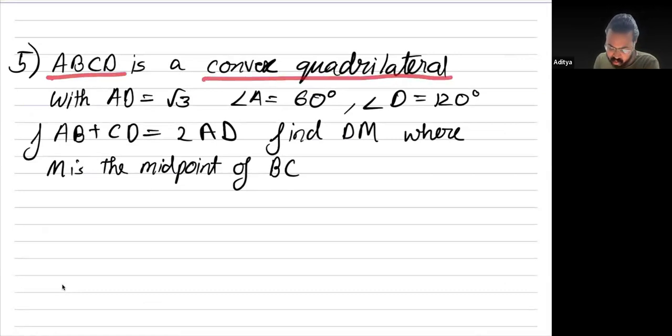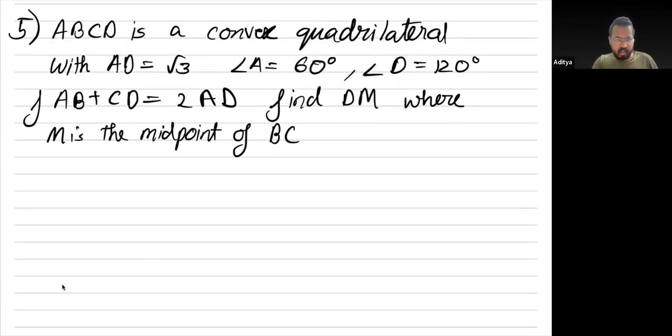ABCD is a convex quadrilateral. AD is root 3. Angles are given. I'll wait 1 minute before I actually give you the figure. Try to make the figure on your own.